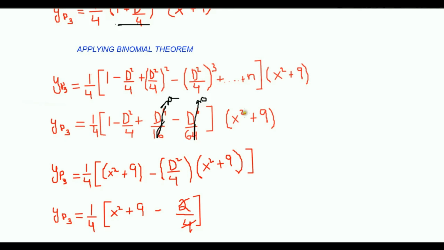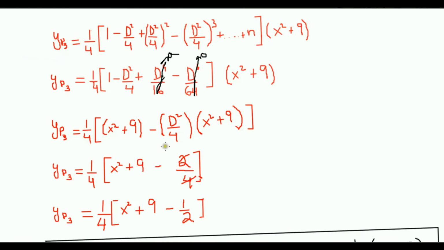So let's multiply this equation by 1 and this, so we get x squared plus 9 minus d squared upon 4 of x squared plus 9. The double derivative of this equation will become 2. So let's rearrange this equation. By rearranging this equation, I get 1 upon 4 x squared plus 9 minus 1 upon 2 x. So my particular integral for rule number 3 will become 1 upon 4 x squared plus 17 upon 2.